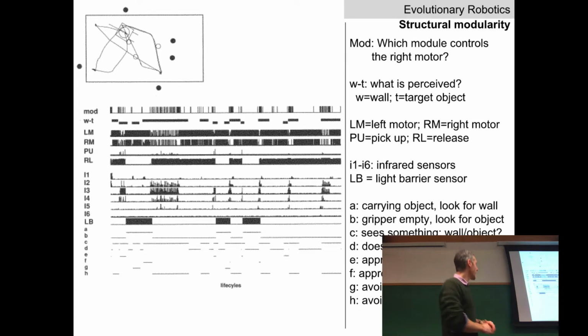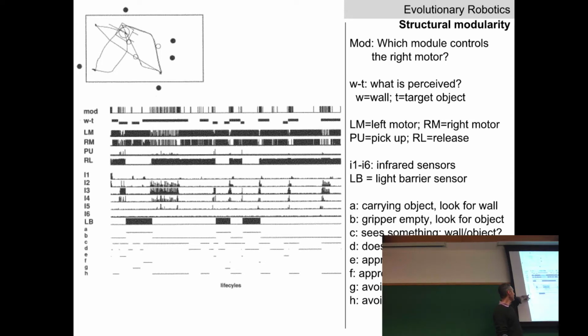Okay, PU and RL here, pick up and release. So you can see at this particular point that the pickup signal was triggered. Did the robot actually successfully pick up an object at that point in time? And how might we know? It looks like it did, because if you go down to A, it says carrying an object, looking for wall. It seems like those lines very much line up.